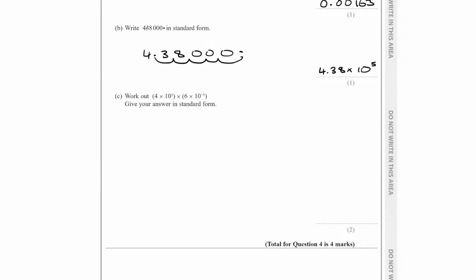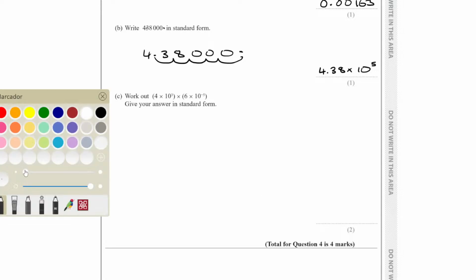Okay, part C is 2 marks now. So work out 4 times 10 to the power of 3 multiplied by 6 times 10 to the minus 5. Now, you can obviously convert these into ordinary numbers and then multiply them and then convert them back. But the way that I would do it is I would actually use index laws. So you see how all of these are multiplied? I know there's brackets, but when you multiply any numbers, it doesn't actually matter which order you multiply them in. You'll still get the same answer.